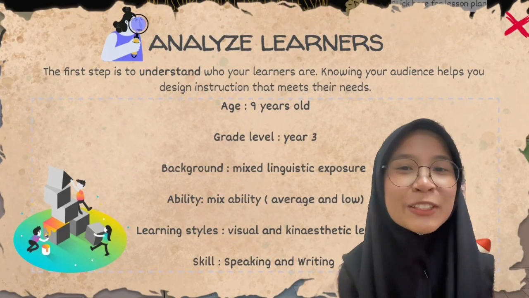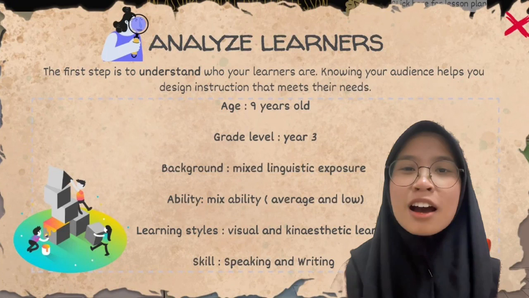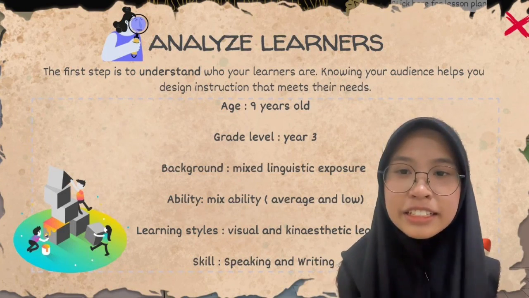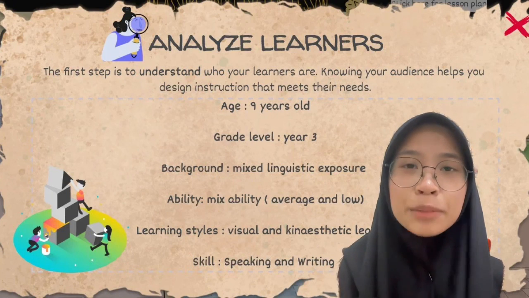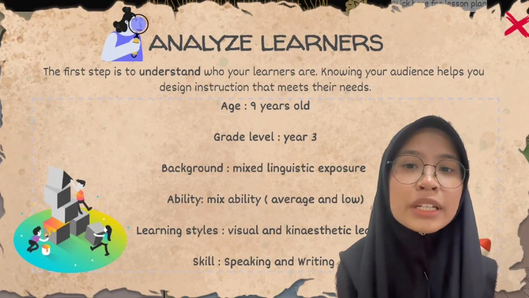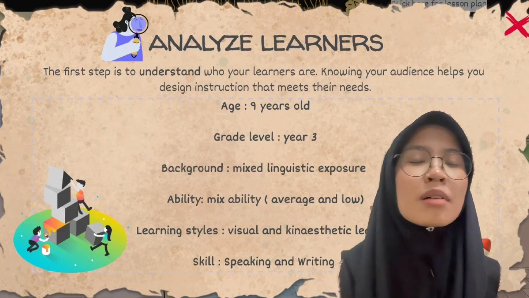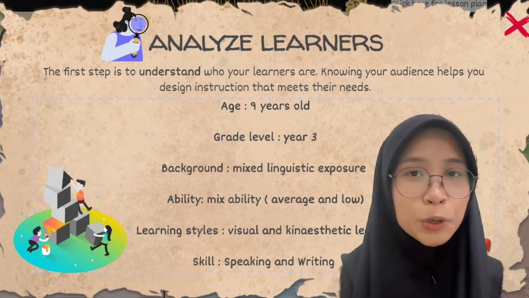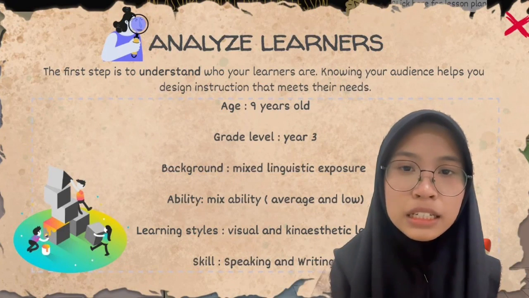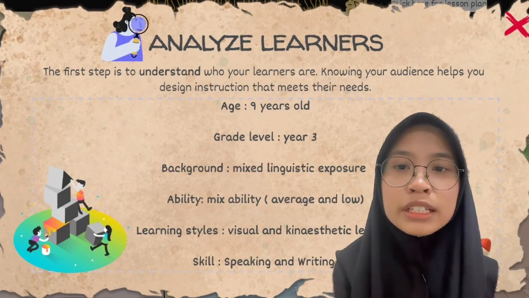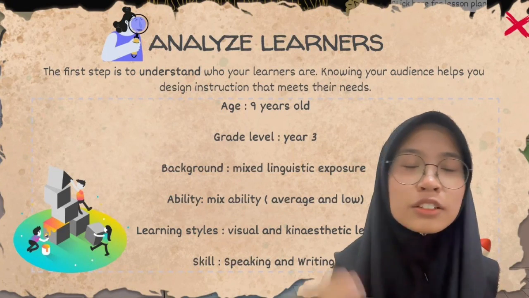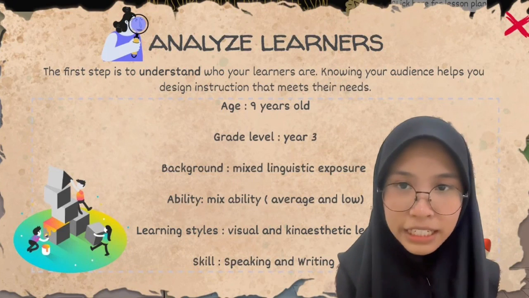Okay, now I'm going to explain the first two steps of the ASSURE instructional model. The first step is Analyze Learners. In this lesson, the pupils are 9 years old, in Year 3, and they come from mixed linguistic backgrounds where some speak English at home while some don't. Their abilities in the classroom are mixed, mostly average with some at a lower level, so the lesson must cater to different needs.